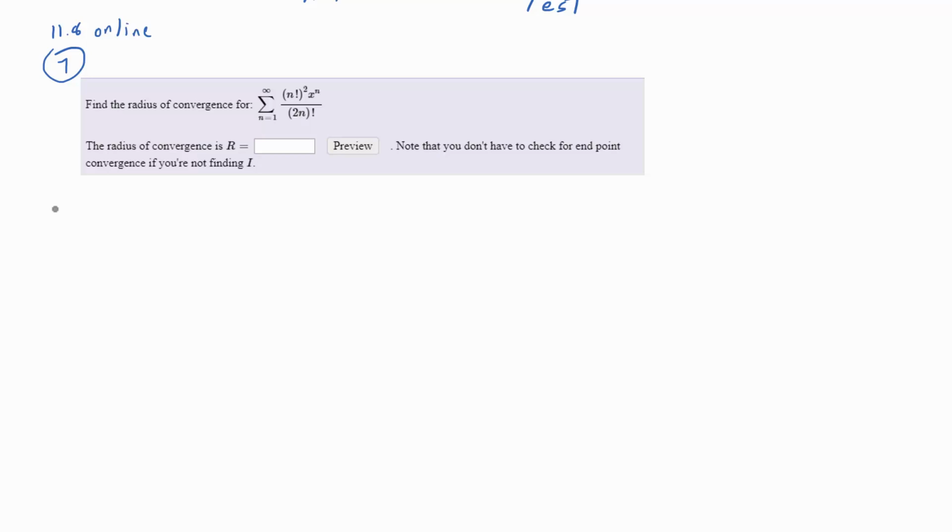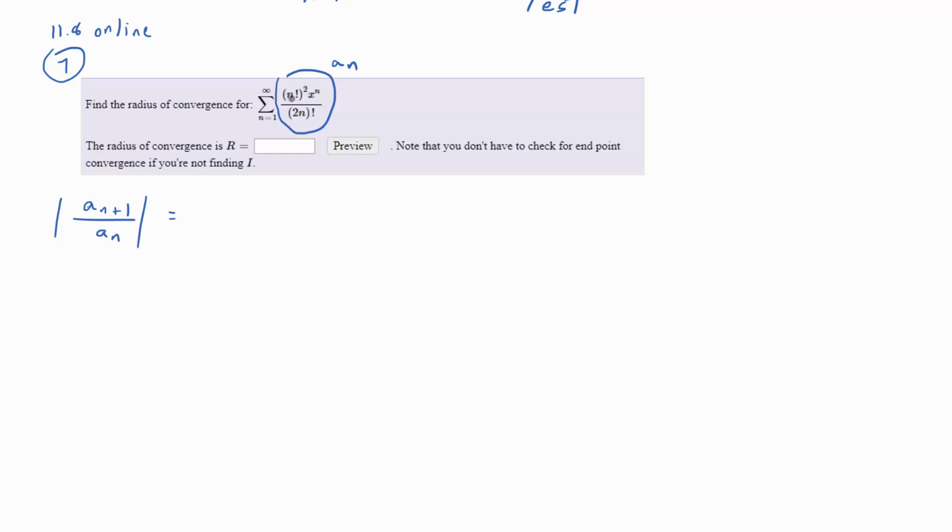Okay, so number 7. We're going to find the radius of convergence for this series. And the way we're going to do that is we're going to use the ratio test. So remember, we want to look at the absolute value of a_(n+1) divided by a_n, where this guy is a_n, right? So a_(n+1) just means in the formula for a_n, you stick in an n + 1 wherever you see an n.